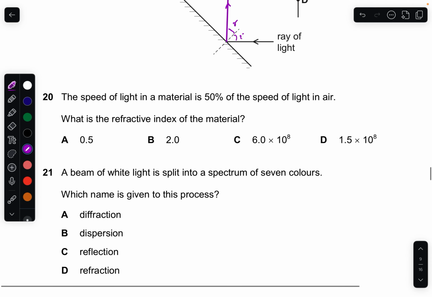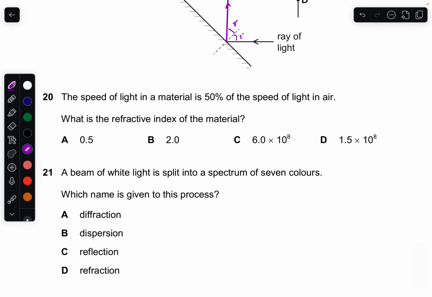In question 20, the speed of light in a material is 50% of the speed of light in air. What is the refractive index of the material? The refractive index relation is n equals c by v. Okay, they are telling you that v is 50%, which means half of c, so you can write it as 1 by 2 c. So n equals c divided by 1 by 2 c. The c cancels, the 2 comes up, so n equals 2.